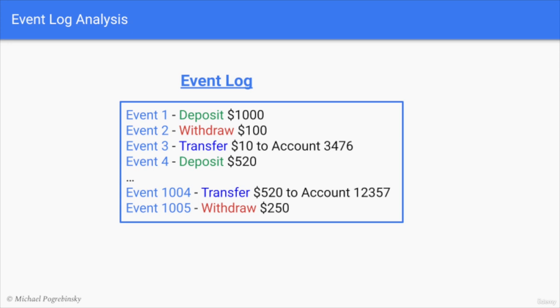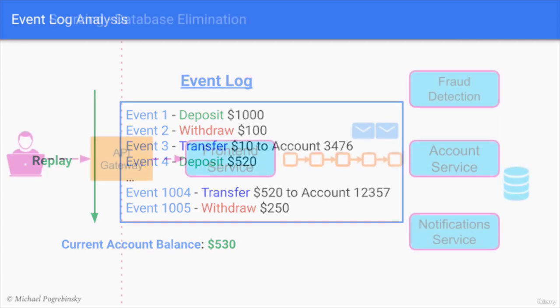If we continue with the same example of the banking system and imagine what a hypothetical log of events for a particular user would look like, we can notice that essentially this event log represents all the transactions that happened in the user's account. And if we replay all those transactions from the beginning of time, we can arrive at the account balance that is currently stored in the account service database.